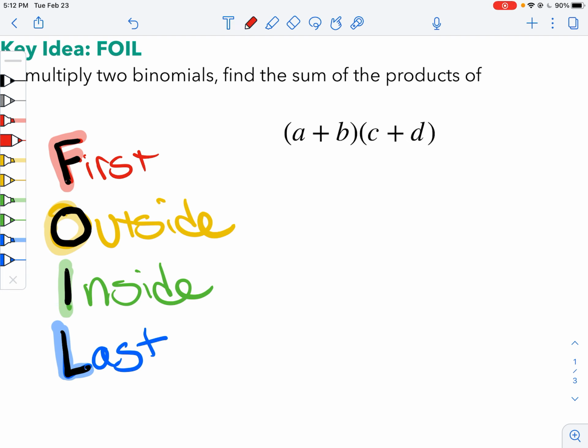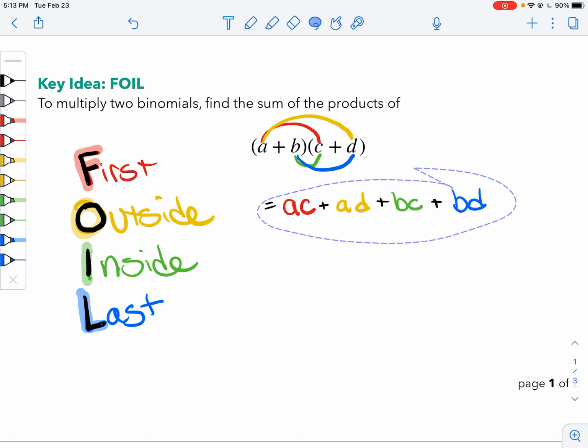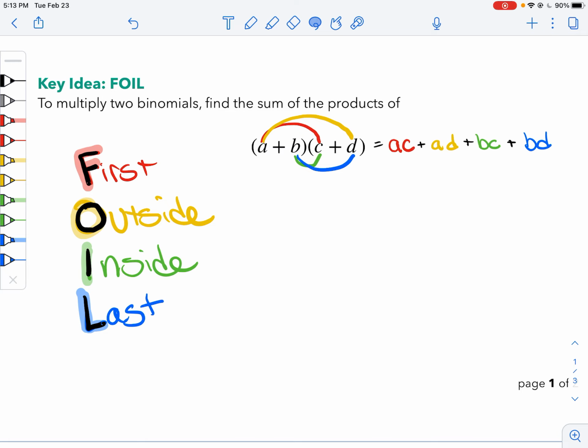So that means you take the first two numbers, a times c, and then you add them to the outside numbers multiplied together, which is a times d. Then you add them to the inside numbers multiplied together, which in this case is b times c. And then finally, you add them to the last numbers multiplied together, which is b times d. So when you have two binomials, that's equal to first plus outside plus inside plus last.